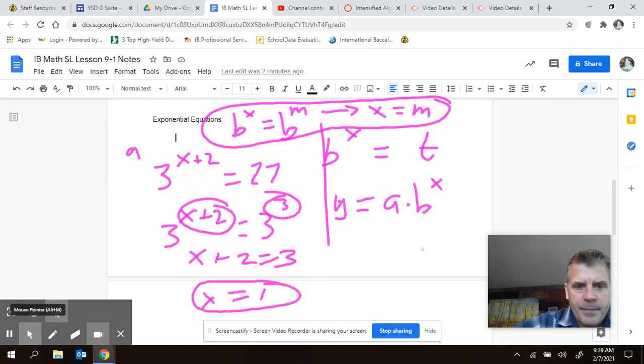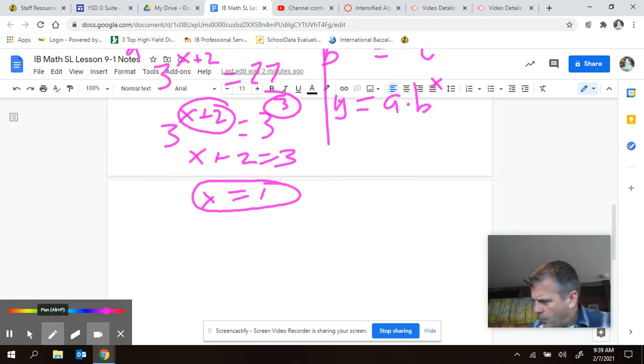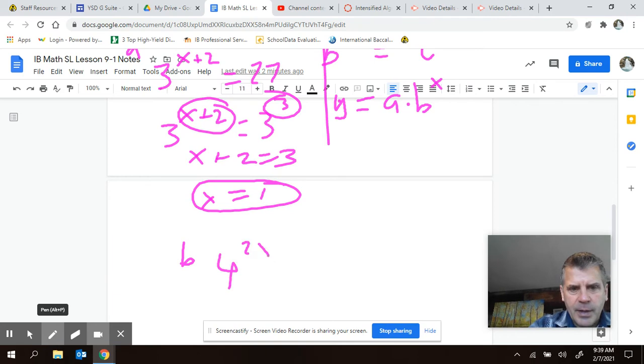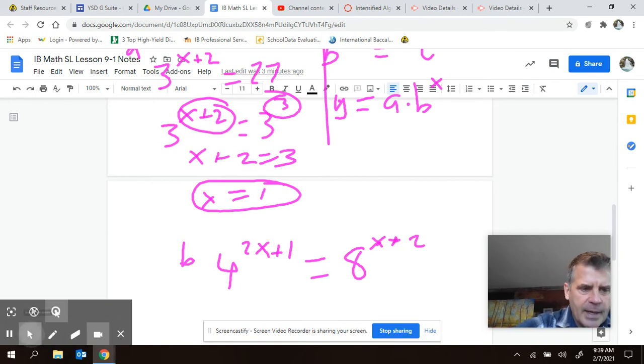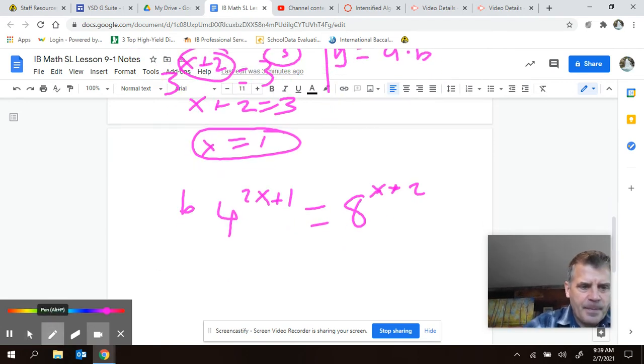Okay, let's look at B. Very similar, a little bit more involved, I would say, not extremely, but B says, all right, let's take 4 to the 2x plus 1, and that's equal to 8 to the x plus 2. So stop and think for a minute. Both of these numbers, 4 and 8, have a common base that you could raise to an exponent. You guys that are saying, oh, the common base is 4, no, try again. It would actually be 2.